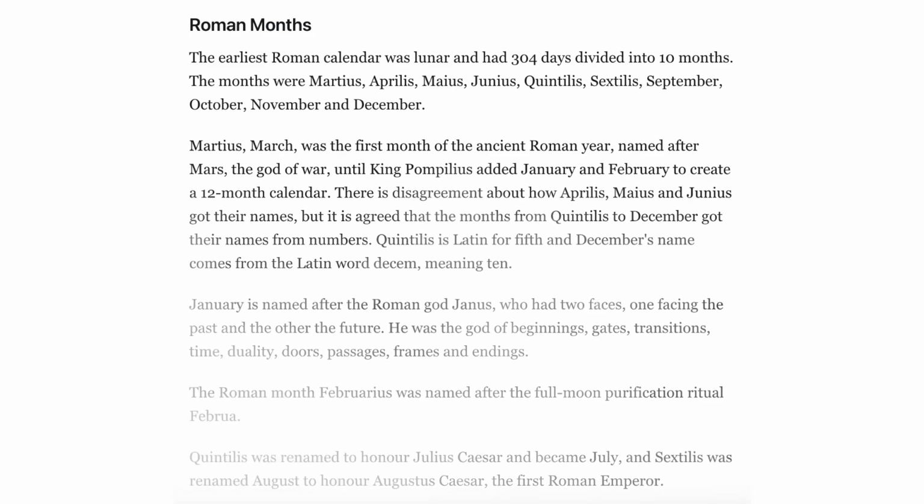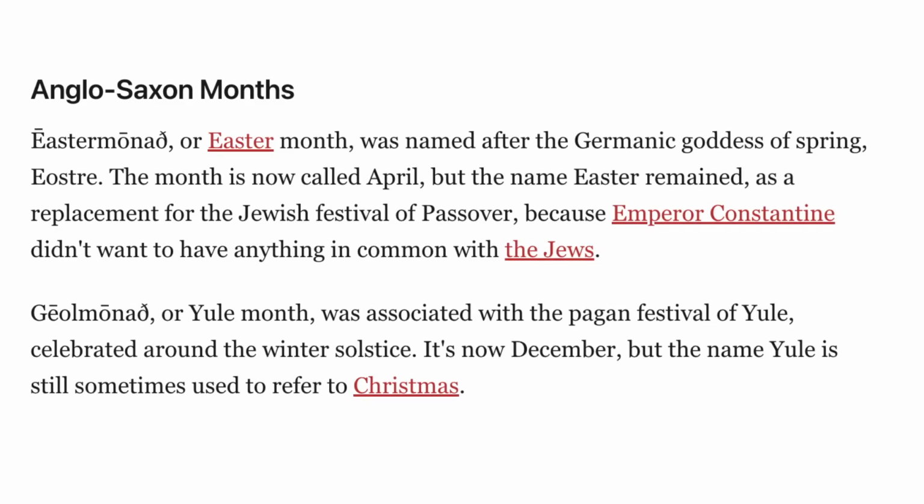Anglo-Saxon months. Eastermonad, or Easter month, was named after the Germanic goddess of spring, Eostre. The month is now called April, but the name Easter remained as a replacement for the Jewish festival of Passover because Emperor Constantine didn't want to have anything in common with the Jews.